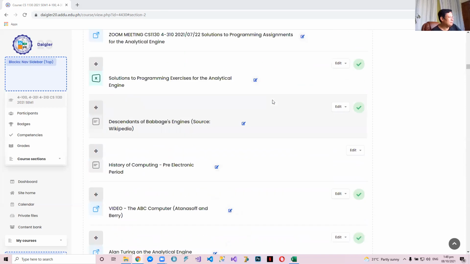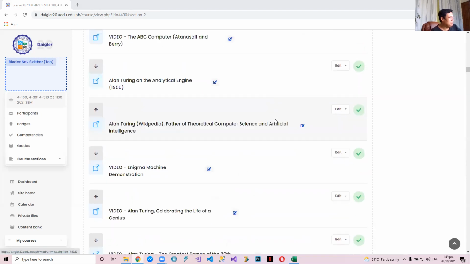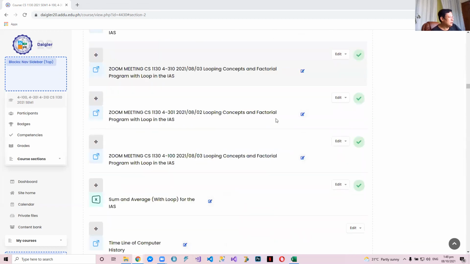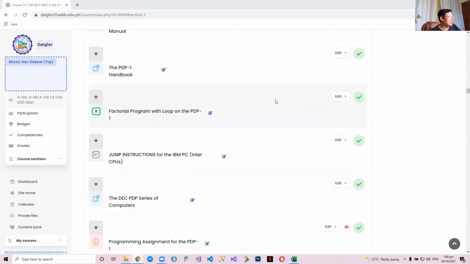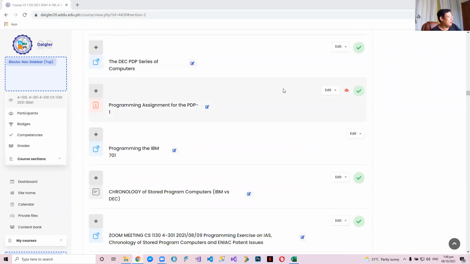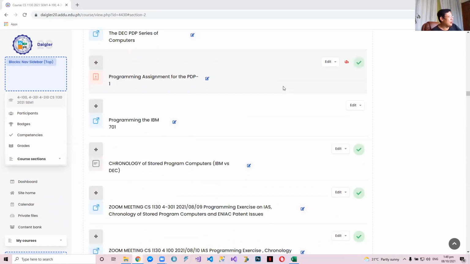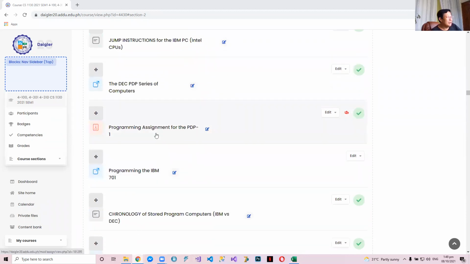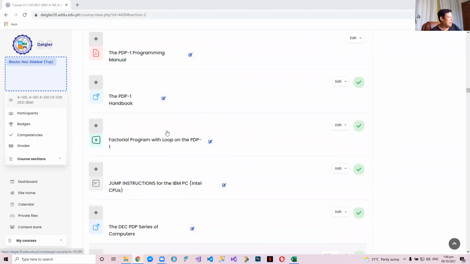So, nandito na tayo. Okay. This is about... I will only discuss a part of the assignment. I will not discuss the Fahrenheit to centigrade anymore, because this is very simple. This is a programming assignment for the PDP, a new assignment. The programming assignment for the PDP-1, which we will discuss anyway today, no?